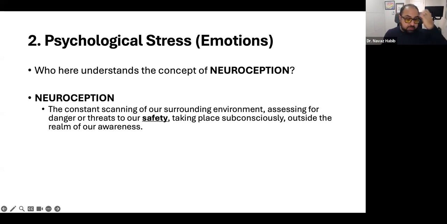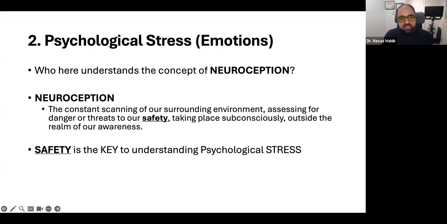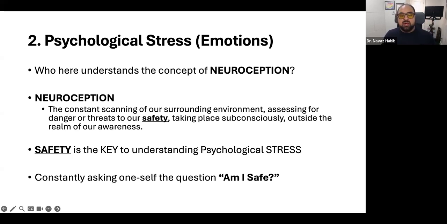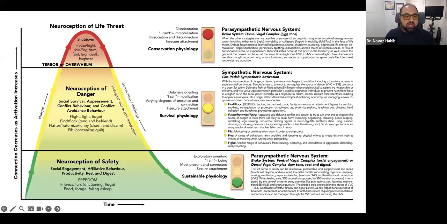This is a topic that was brought out as part of the polyvagal theory by Dr. Stephen Porges, who is absolutely brilliant and also happens to be a neighbor of Dr. Stott's, I believe. So, this is a concept that really needs to be understood. Safety, for me, is the key to understanding how psychological stress works. So, this constant question is being asked in our brains subconsciously of, am I safe? And the answer to this question is always going to tell us what state our body should then correlate into or go into. When we're in a neuroception of safety, this is the bottom area here.